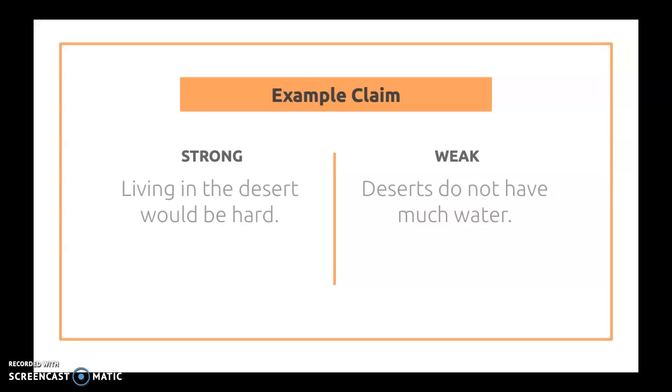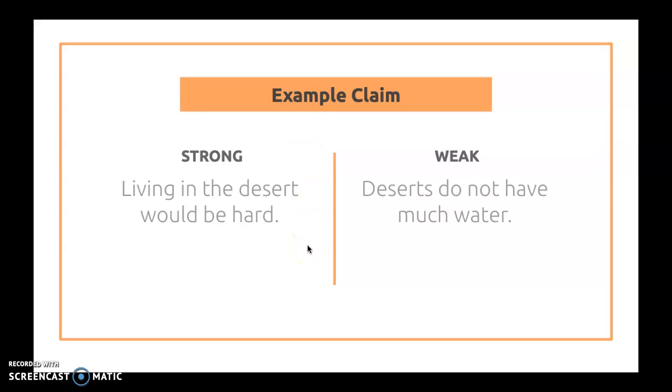and then they would have to back up their own argument. On the right-hand side, a weak argument might say something like deserts do not have much water. Although this is true, it is considered a fact, and nobody is really going to argue against you that deserts do not have much water, thus being a weak argument. So again, we would stick with our argument on the left saying living in the desert would be hard.